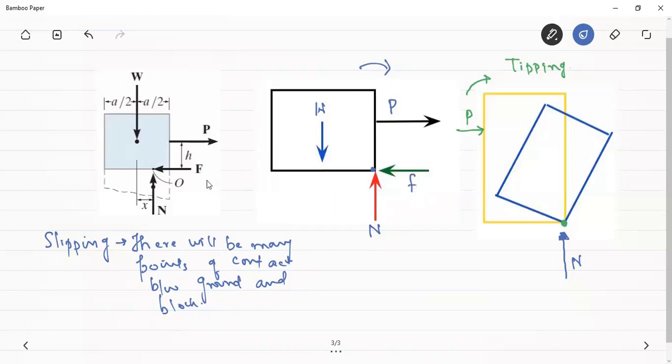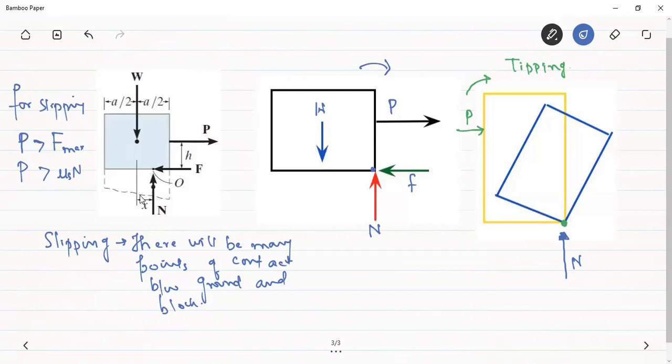Now one more thing is how can we determine whether this block is slipping? For slipping, obviously the applied force should be greater than the maximum value of the friction. That is, P should be greater than mu N. Only then the block will slip. If it is equal to mu N, then there will be an impending motion, that is, it will just start to slip. Also, the location of the resultant of the normal reaction can be found out.